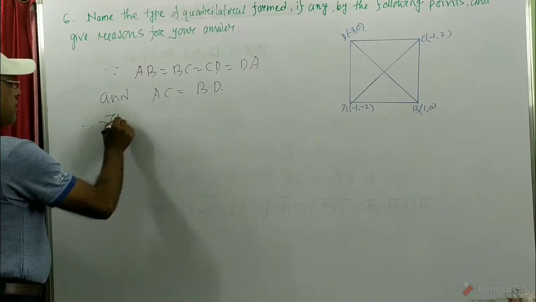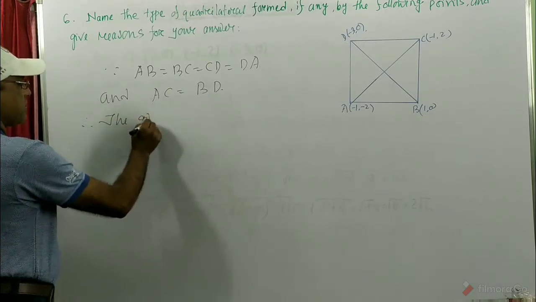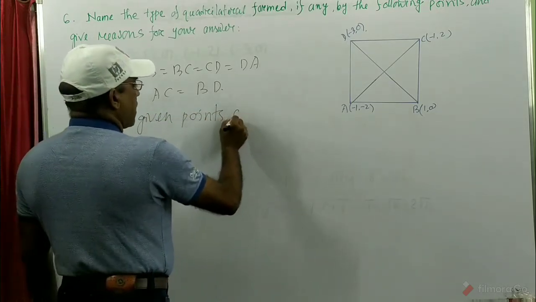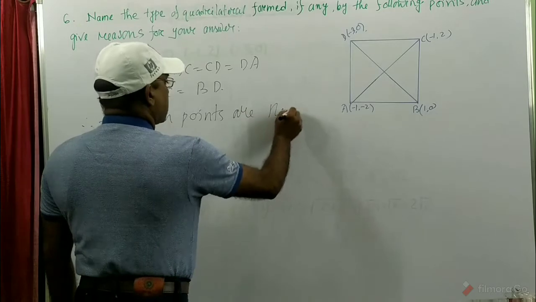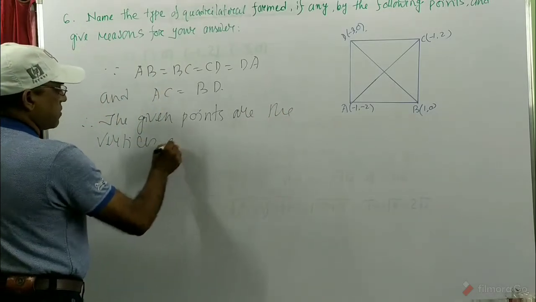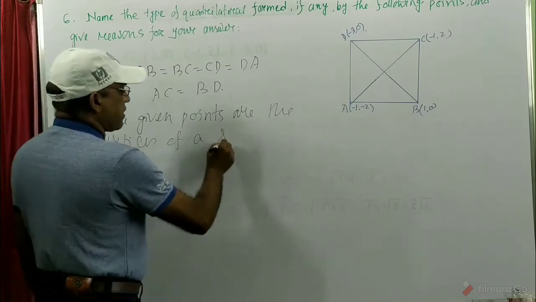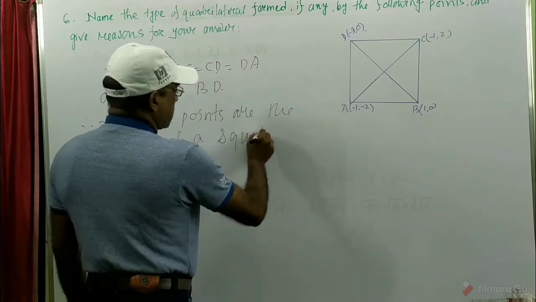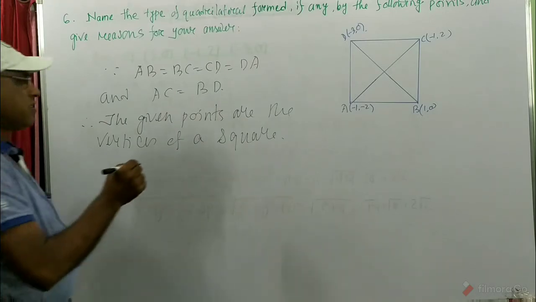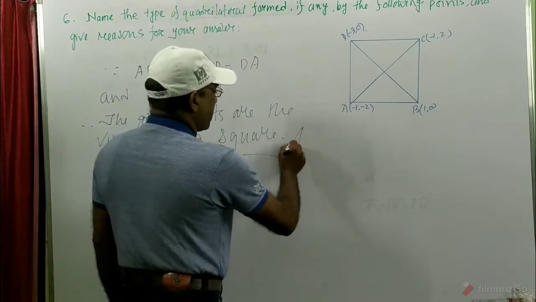the given points are the vertices of a square. The given points are the vertices of a square. So the answer is square we get.